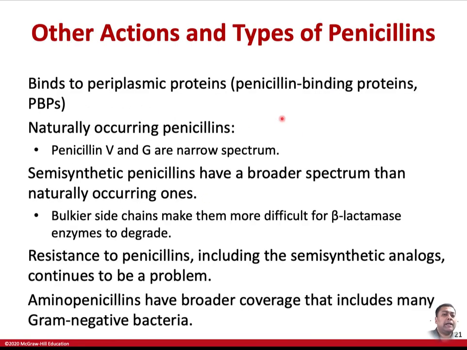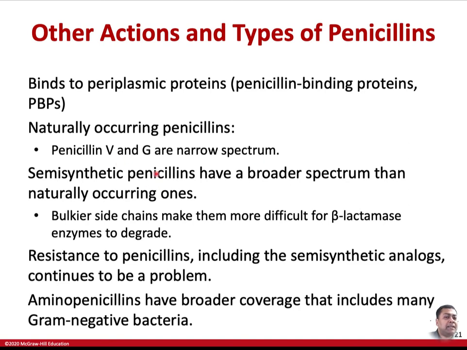Let's take a look at how these work in a little bit more detail. So the penicillin binds to periplasmic proteins, and these are known as the penicillin binding proteins. And these happen in naturally occurring penicillin, and penicillin V and G are narrow spectrum. We talked about that. Whereas the others that we just talked about are the semi-synthetic penicillins, and they do have a broader spectrum than the naturally occurring ones.